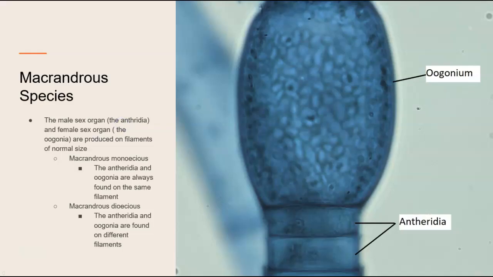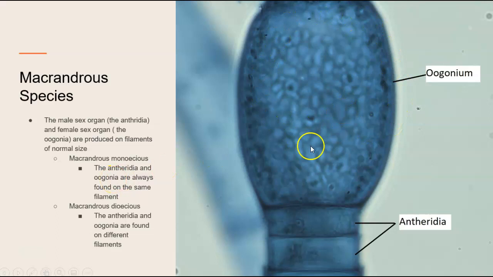So first, let's look at the Macrandrous species. The thing to keep in mind about these species is that the filaments are going to be normal size. Both types are going to have filaments of normal size. So they're going to have male sex organs and female sex organs. If you have a Macrandrous monoecious species, the antheridia and the oogonia are always found on the same filament. Antheridia is the male sex organ and oogonia is the female sex organ.